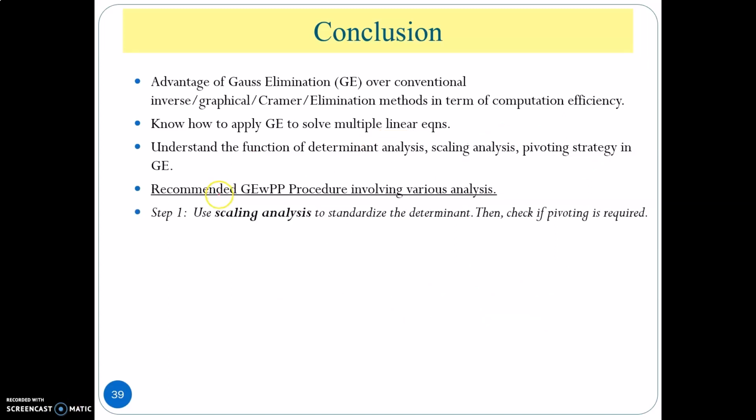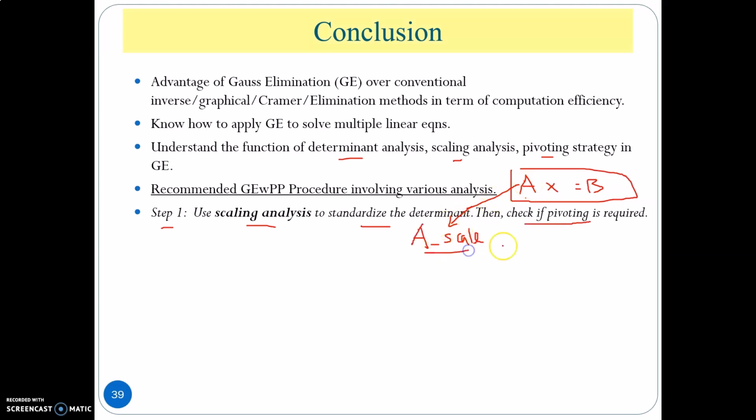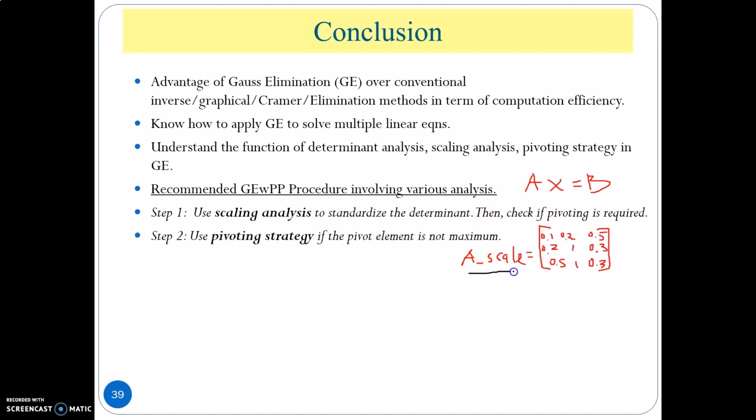In general, this is the recommended Gaussian elimination with partial pivoting procedure that involves the various analyses, such as the determinant, scaling, and pivoting. Given the problem Ax equal to b, in step 1, we need to perform the scaling analysis in order to standardize the determinant for matrix A, and matrix A is your system matrix. After you scale the matrix A, from the scale coefficient here, we can tell whether we need the pivoting or not. Assume that this is the result of the matrix A after you perform the scaling.